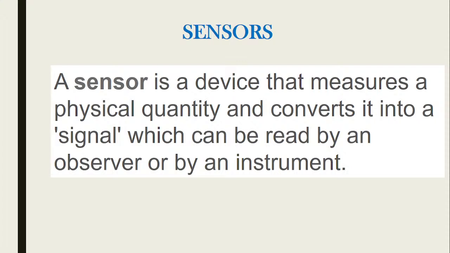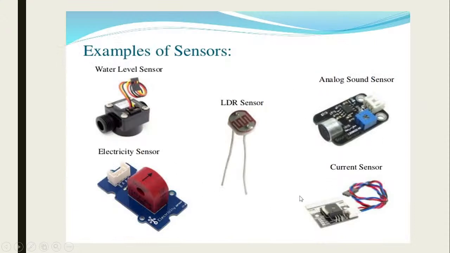But the LM35 uses that very property of semiconductors to measure temperature. With a change in temperature, the current flow through the sensor will increase or decrease, and based on that you can measure the change in temperature. That is one example of using this mechanism, the semiconductor property, to convert temperature to a signal. It will be converted to an analog signal, and then you can use an ADC to convert that to a digital value. Then there are different types of sensors: water flow sensor, LDR sensor, current sensor, and sound sensor.